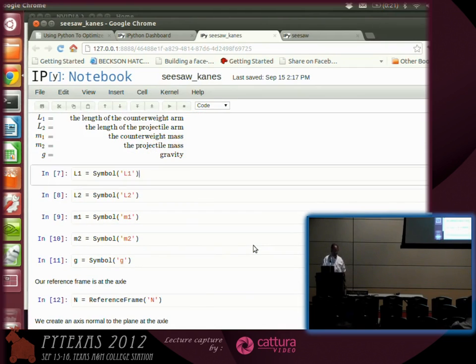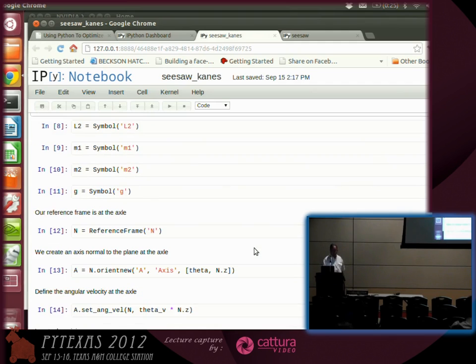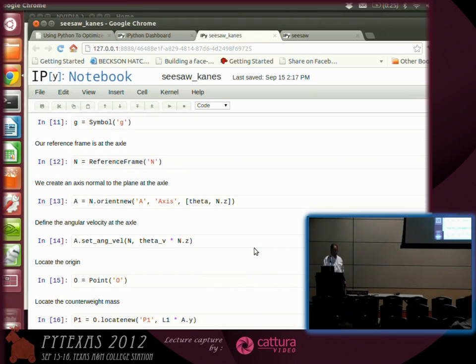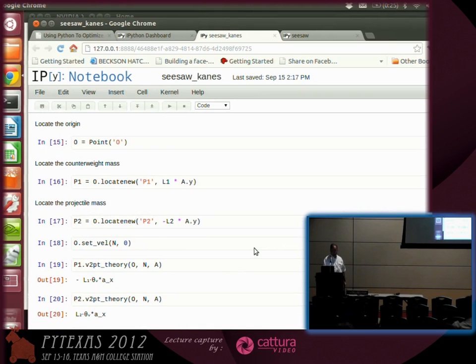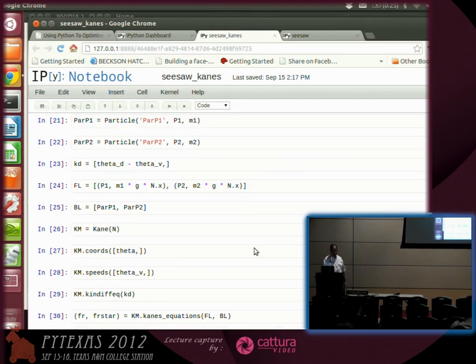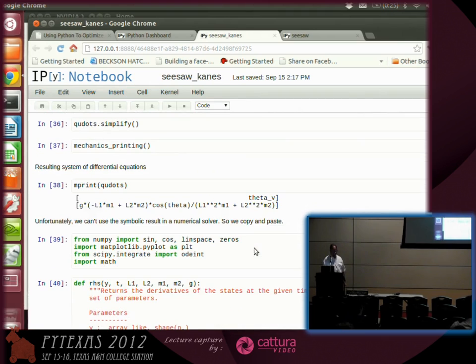And so we define our symbols here, our masses, our gravity. We define a reference frame at the axle. We create an axis normal to the plane at the axle. I won't go through a lot of these details. But using Kane's method, we come up with, bingo, a system of differential equations of two variables. One variable is theta, our angle, and the other one is theta dot, our angular velocity.